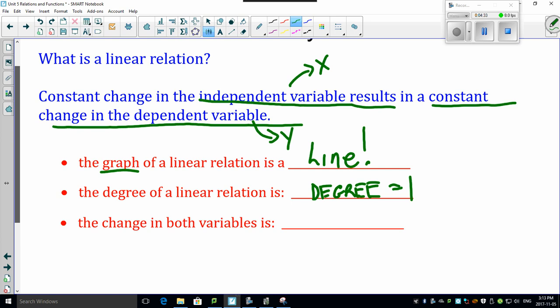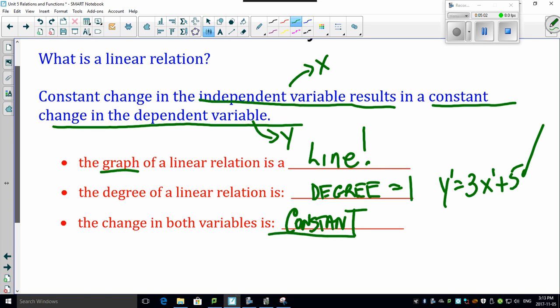So something like y equals 3x plus 5. There's the degree of 1. That's the degree of 1. That's linear. And then the change in both variables is constant. Sure, the y can go up by, let's say, 10s, and the x can go up by 1s. Is every y going up by 10? Sure, then it's linear. If every y is going up by 10 and every x is going up by a constant amount, constant x, constant y, it's going to be linear.